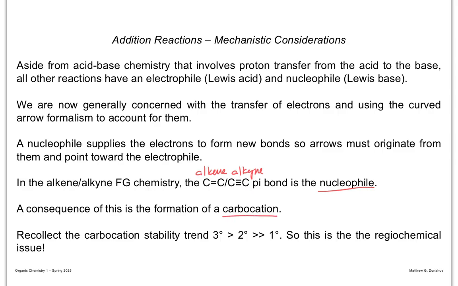You can generate a carbocation, and then remember the stability trend. So when you're thinking about the regiochemistry of what carbon gets the electrophile initially, do yourself a favor and draw both pathways, then evaluate.